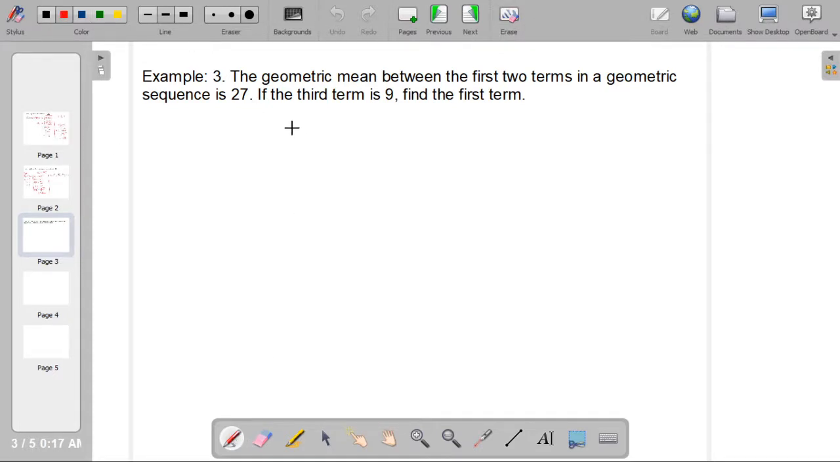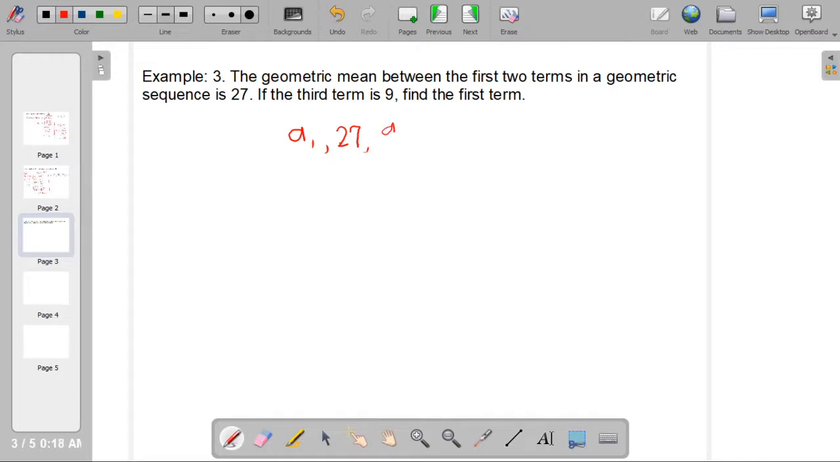So, the first term is unknown, so a sub 1 only. The second term is given, which is 27, and that is your geometric mean, right? Because it is in the middle of a sub 1 and a sub 3. The third term is also given, which is equal to 9.